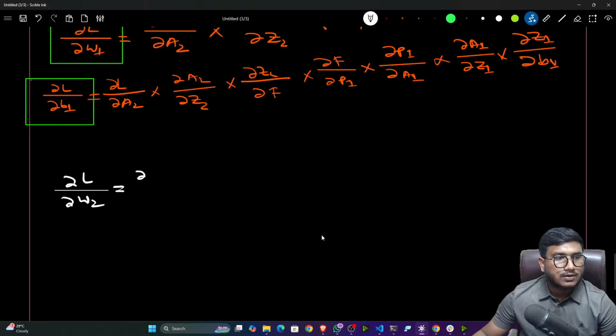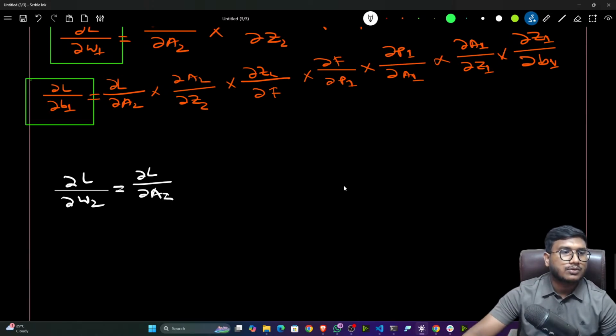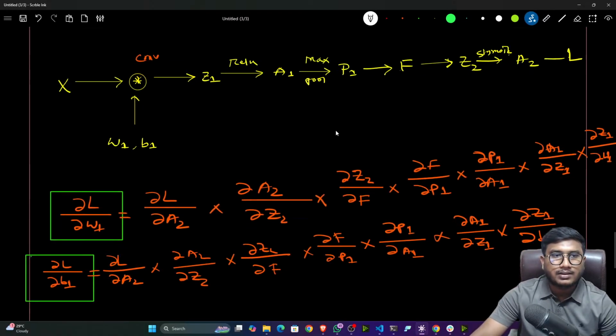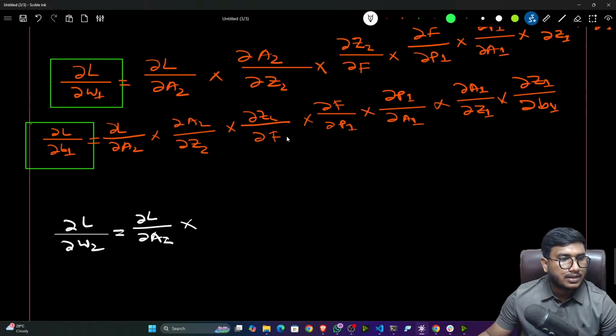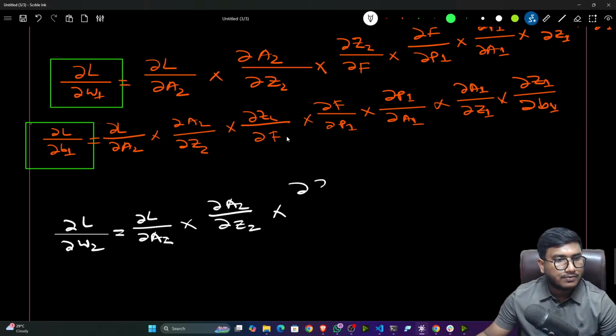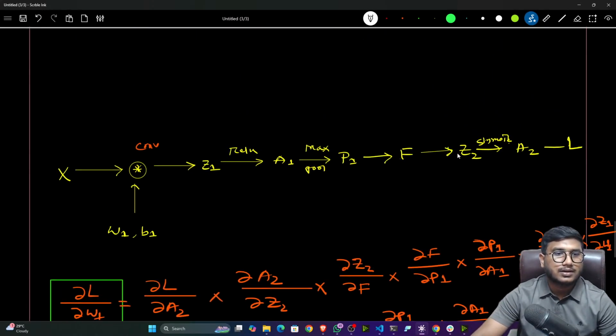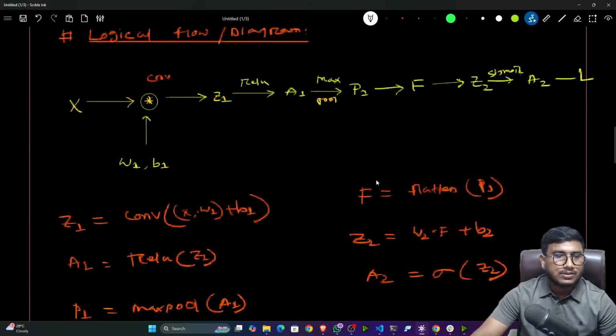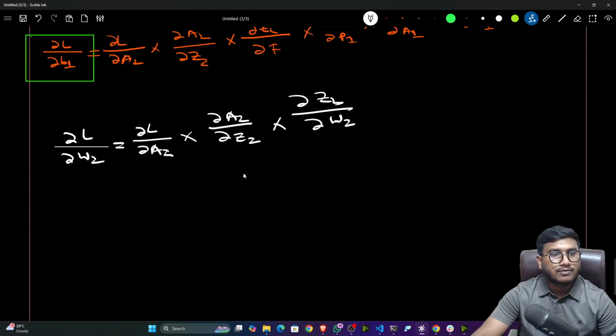So I can write like that. Derivative of L, it would be derivative of A2, because here you can see A2 we are having. Then next reflect will be happening in the Z2. So I'll just write multiply derivative of A2 divided by derivative of Z2. Then multiply derivative of Z2 divided by derivative of W2. Now I think you can understand, because here is the W2 till flatten layer. Here you have the W2. So that's why this is the formula for the W2.